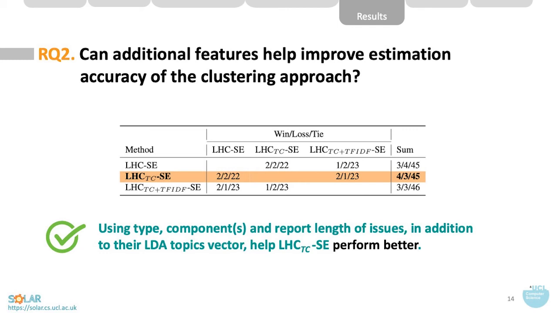LHC-TC plus TF-IDF-SE, on the other hand, performed slightly better than the basic variant by losing in only 1 less project, but is still not better than LHC-SE. So we choose LHC-SE to compare to the state of the art.